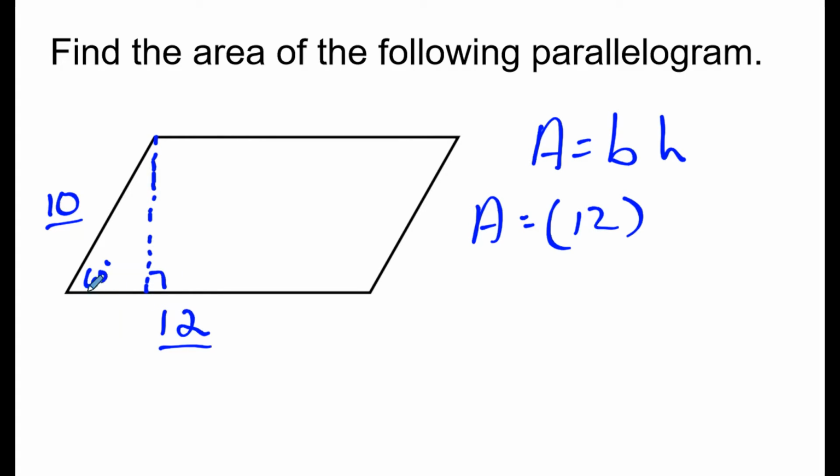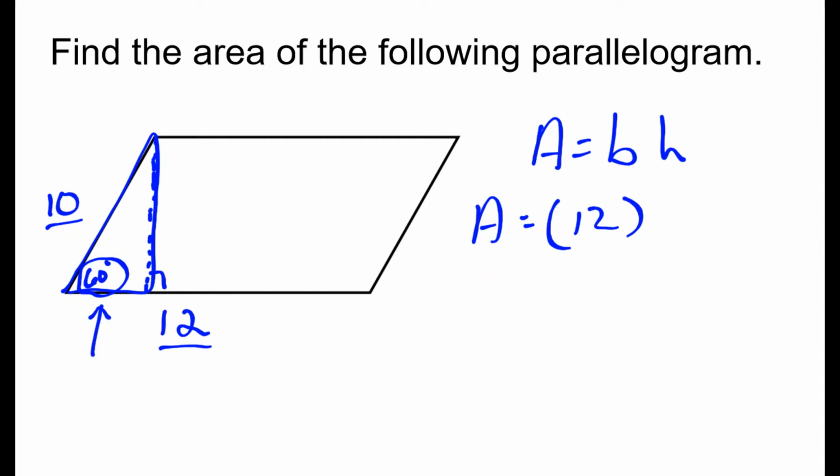They give us a huge hint right here with the 60-degree angle. When they give you a 60 or a 30 or a 45 in this position right here, they're referring to your special right triangles, your 30-60-90s, or your 45-45-90s. If they give you a different angle, what they're hoping you do is use some trigonometry in here. But being that you have a 60-degree angle, they want you to focus on your 30-60-90 right here.